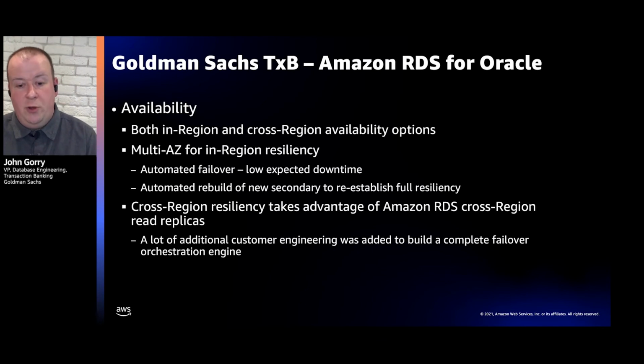Now I'm going to move on to talk about availability. We rely on both the in-region and cross-region availability options provided by RDS. Our primary resiliency method is multi-AZ within the region. So we rely on that automated failover. It's going to give us a second copy of the data in another AZ. And should we have a failure of that primary node, RDS is going to bring up that secondary node with a relatively short amount of downtime.